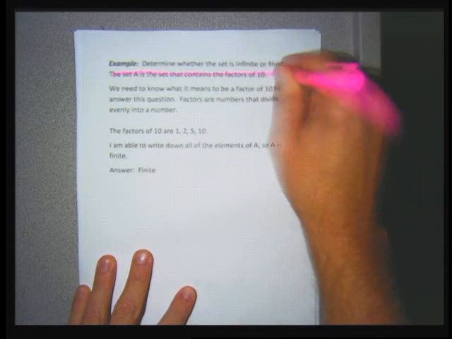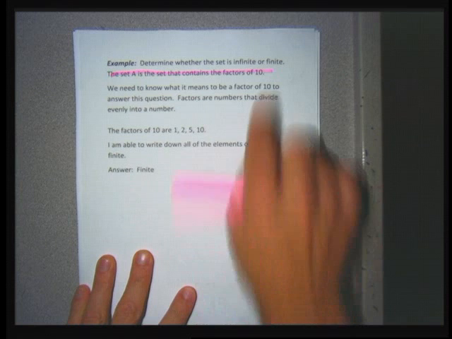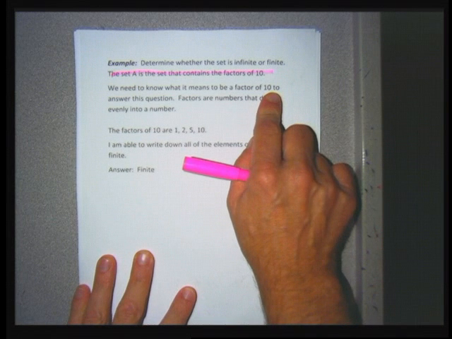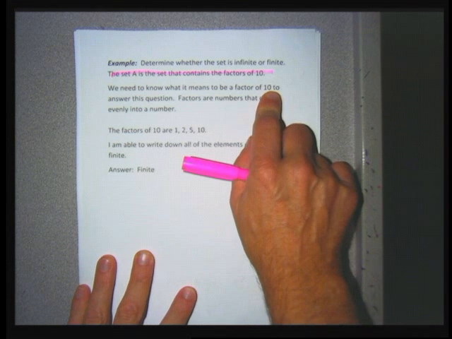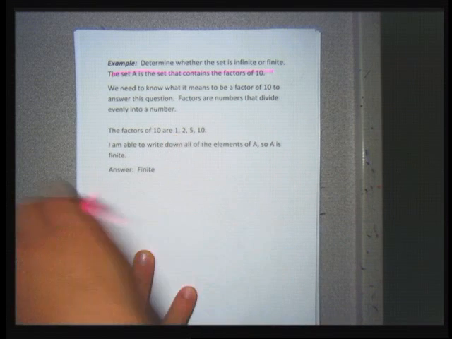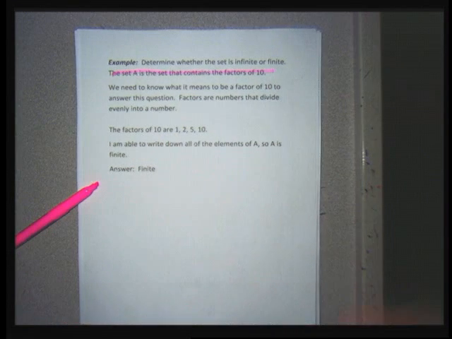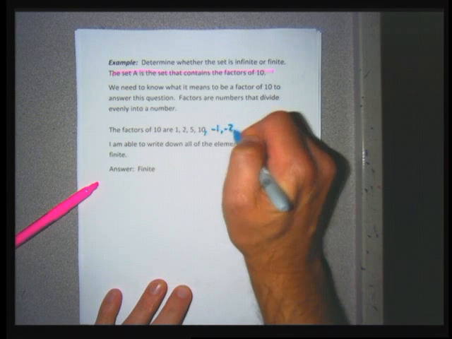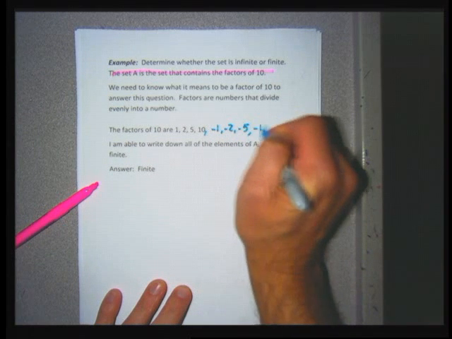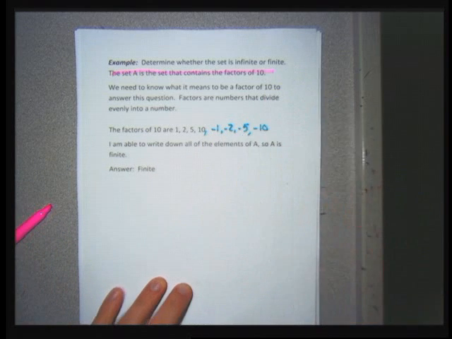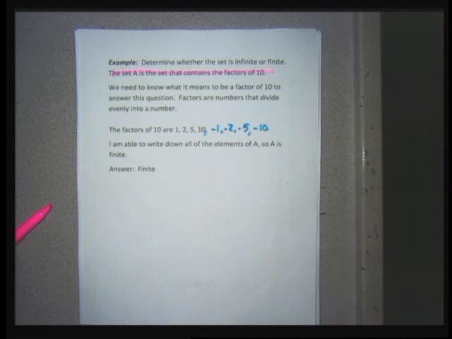A contains the factors of 10. To be a factor of 10, you divide evenly into 10. You might debate whether you want both positive and negative factors. I probably could include negative numbers as factors. But the factors of 10 are positive 1, positive 2, positive 5, positive 10, and then if you want, negative 1, negative 2, negative 5, and negative 10, because each one of those numbers divides into 10 evenly without a remainder. That's what it means to be a factor.